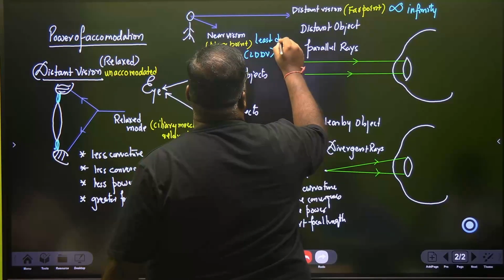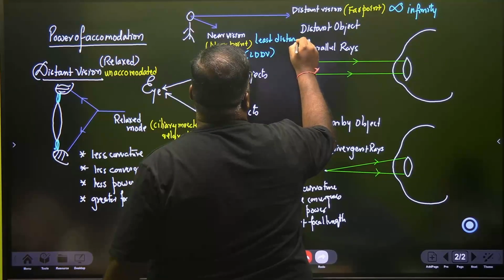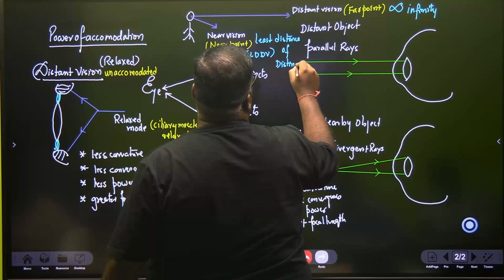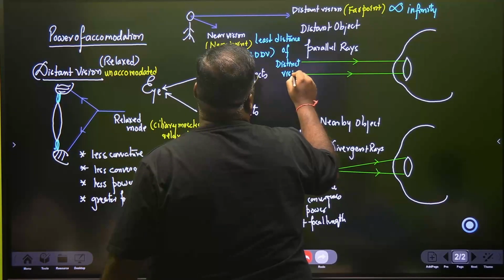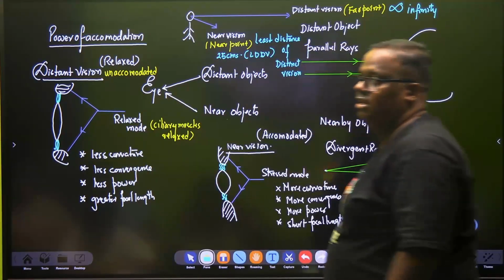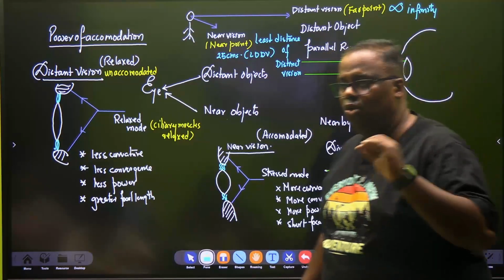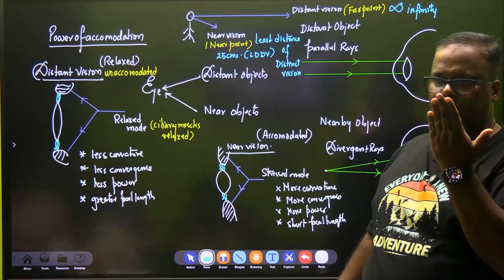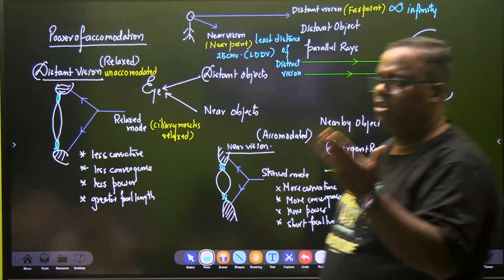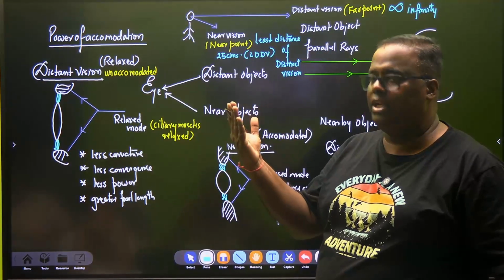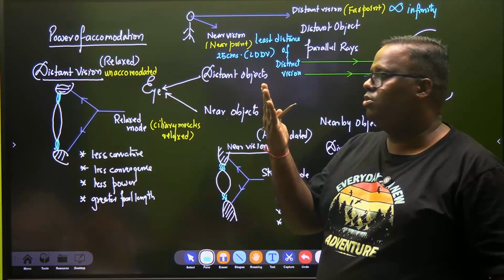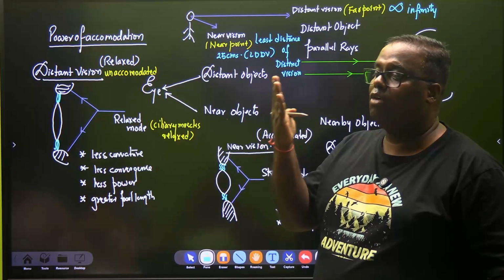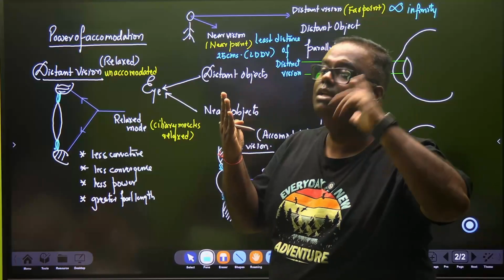Least distance of distinct vision. This term you will hear a lot in grade 12, LDDV. So here is a catch. A normal human being should be able to see clearly at least at 25 centimeters. And when you go for specs and all, this 25 centimeters is considered to be elbow length. That's where you should read it. Beyond 25, if you are able to see, then you are blessed. But after 25, your eyes will be in stressed mode.